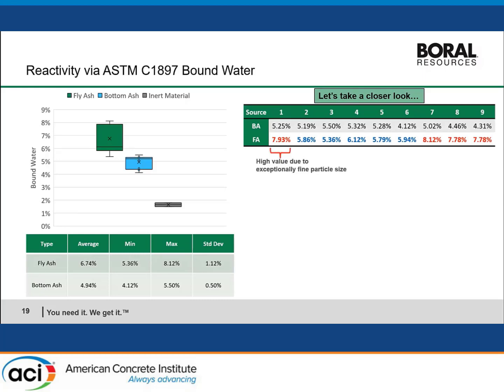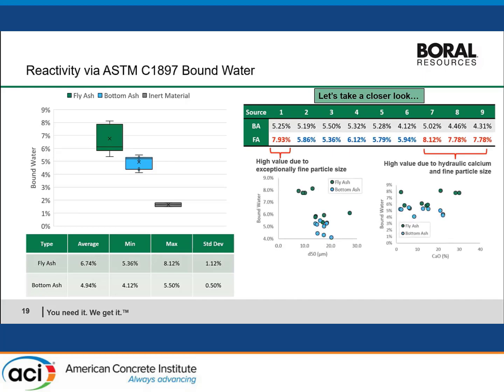And so the things that can influence that are, for example, in this first sample of the fly ash that had a high bound water, it's an exceptionally fine particle size. I think the D50 was around 7. The three, on the other hand, are the high calcium C ashes that have a large quantity of reactive calcium.